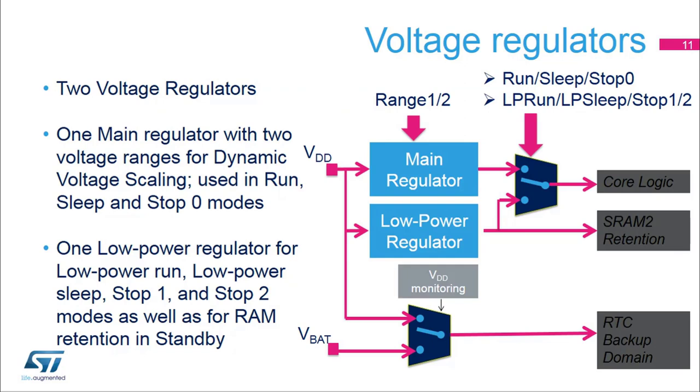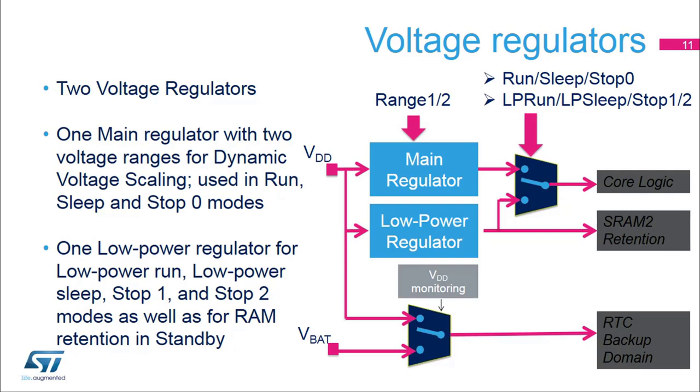Two embedded linear voltage regulators supply all the digital circuitries except for the standby circuitry and the backup domain. The regulator output voltage, or VCore, can be programmed by software to two different values depending on the performance and the power consumption requirements. This is called dynamic voltage scaling.